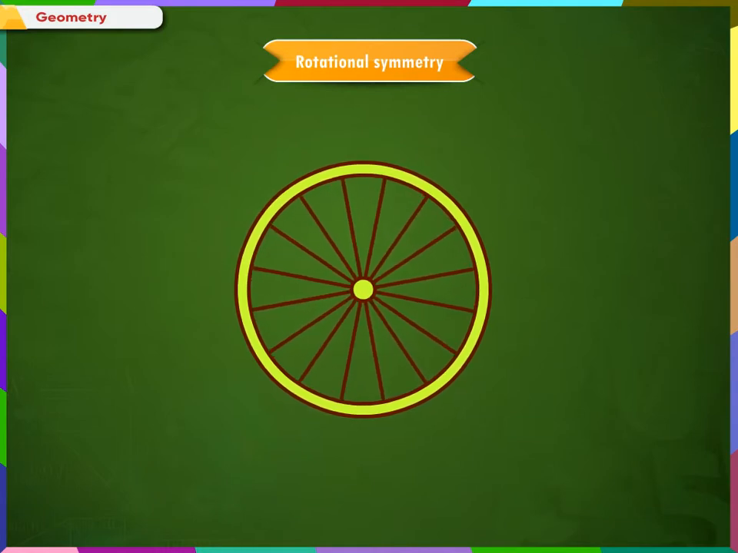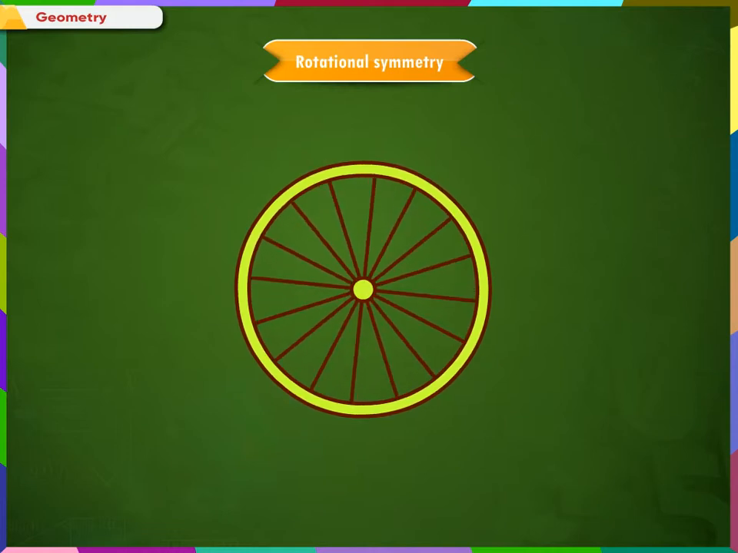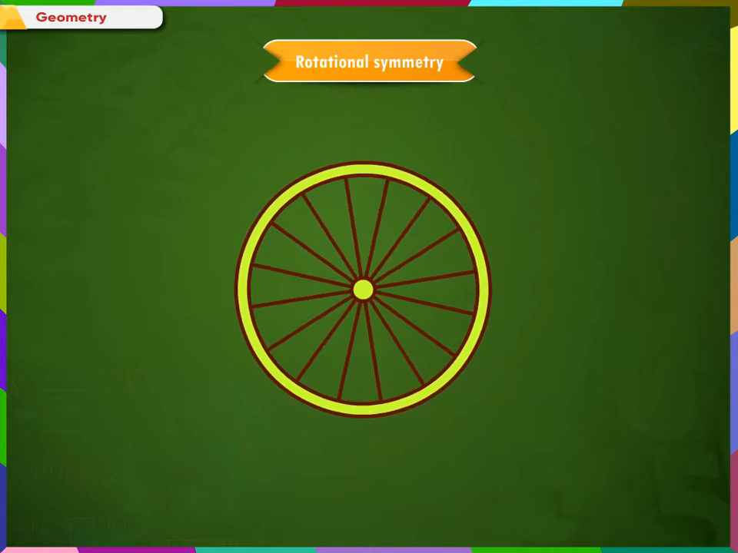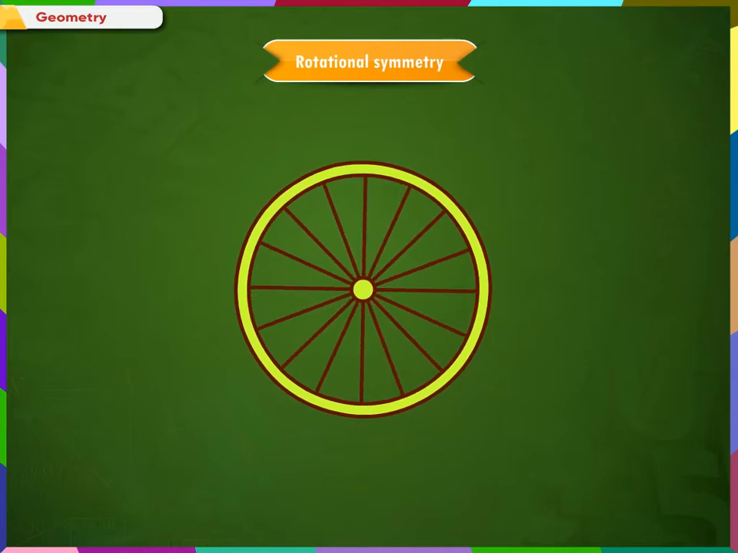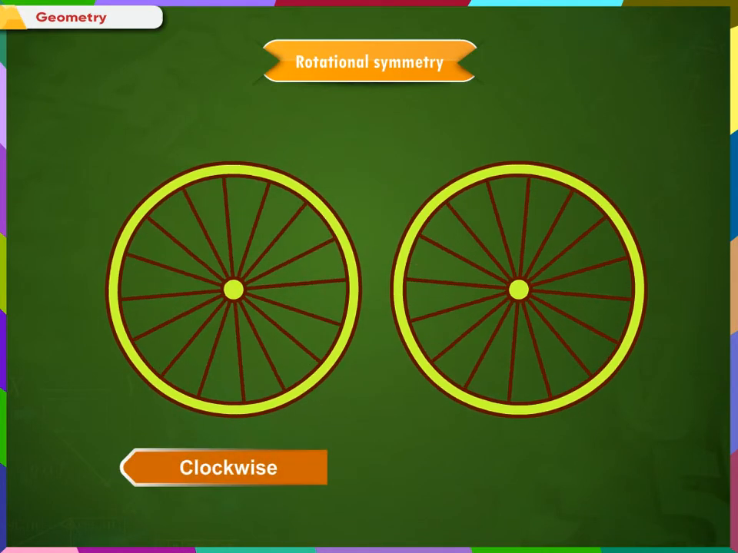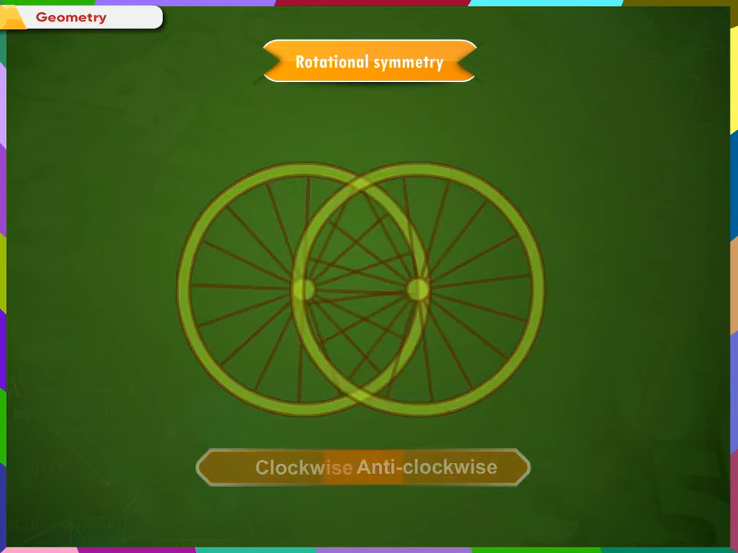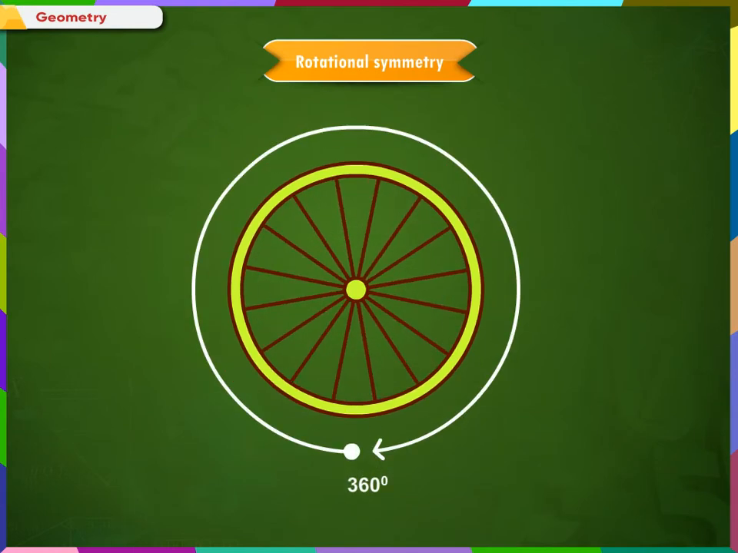Rotational symmetry. Any object or shape is said to have rotational symmetry if it looks exactly the same at least once during a complete rotation through 360 degrees. During the rotation, the object rotates around a fixed point. Its shape and size do not change. This fixed point is called the center of rotation. Rotation may be clockwise or anti-clockwise. A full turn refers to a rotation of 360 degrees.